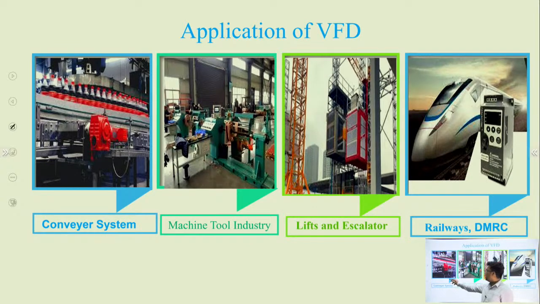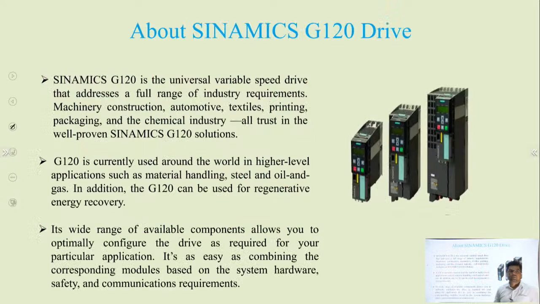We can use it in a conveyor system where speed variation and precise speed are required, where different motors are connected. We use VFD devices in various machine and tool industries, in lifts and escalators, and in railways. In the case of DMRC, we use VFD devices.